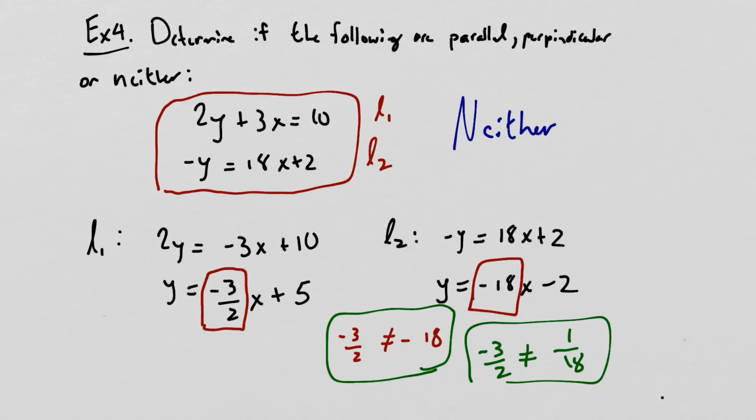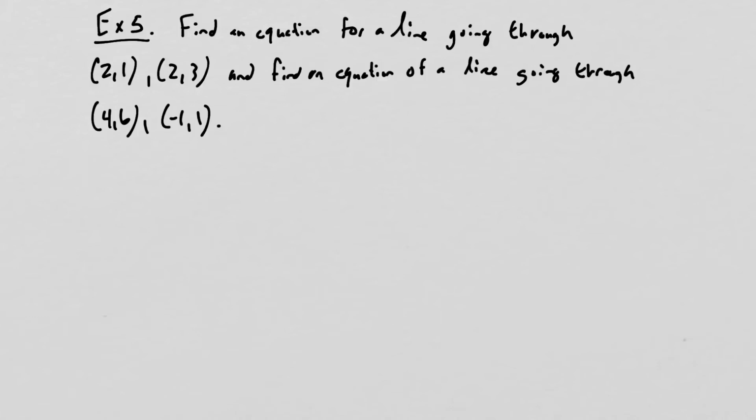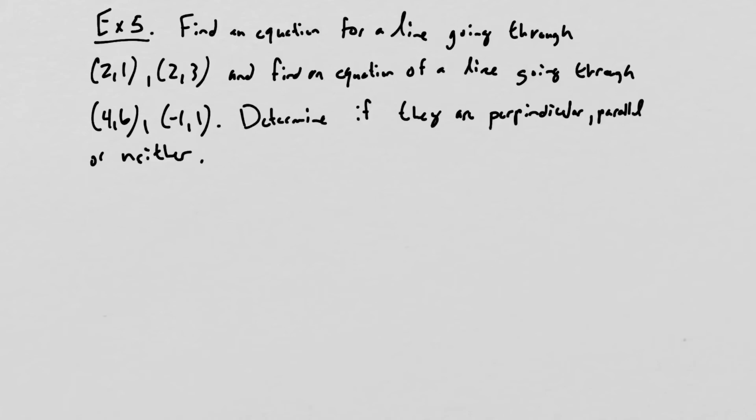Let's try one more example. Example number 5. Find an equation for a line that goes through the following 2 points, and also find an equation for a line going through these 2 points. Then determine if they're perpendicular, parallel, or neither. We'll call the line that goes through the points 2, 1, and 2, 3, L1, and we'll call the line that goes through the points 4, 6, and negative 1, 1, L2.